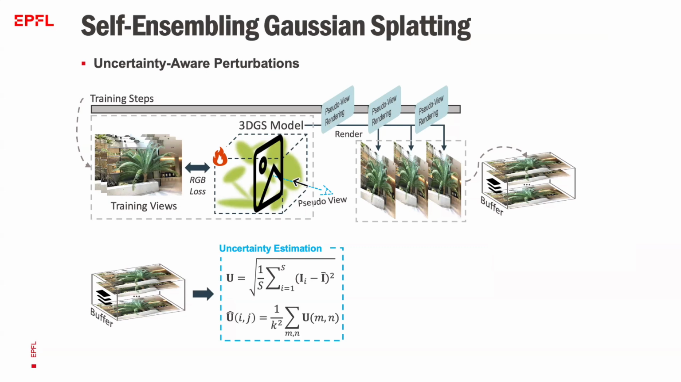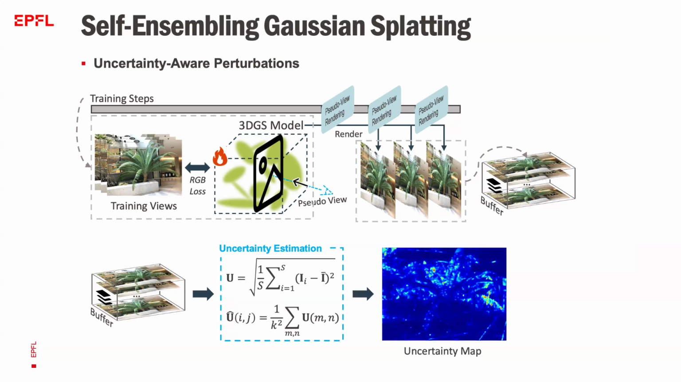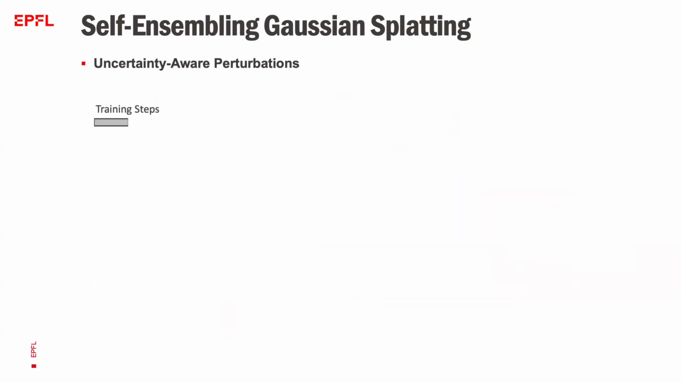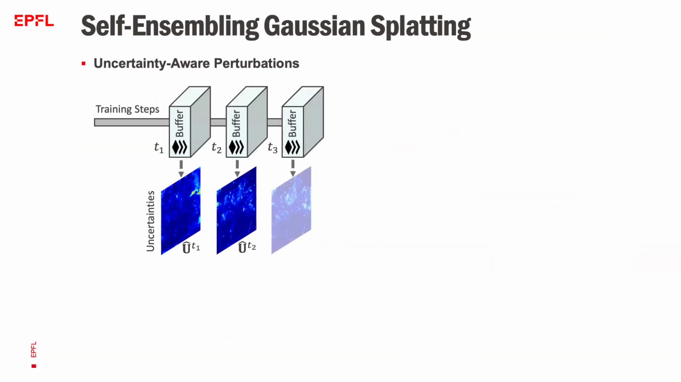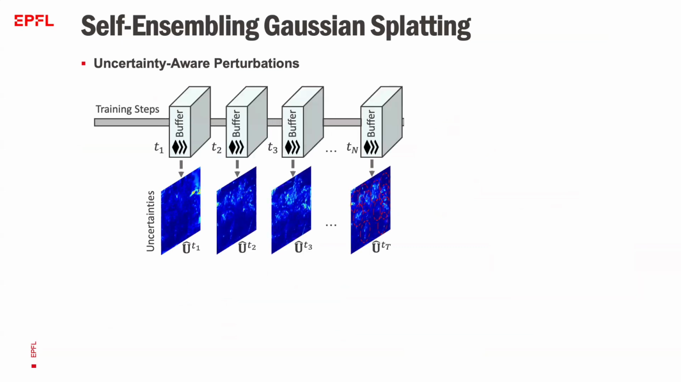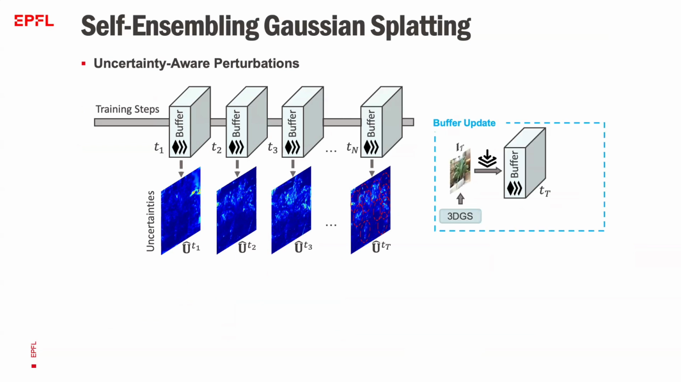We then introduce a local smoothing process by averaging the uncertainty scores within a sliding window to improve the robustness, which generates the uncertainty map for this image buffer. We mark the pixels with high uncertainty scores as uncertain ones, since their RGB values fluctuate significantly across training steps. We dynamically update the image buffers and the corresponding uncertainty maps throughout training. During each update, we add the latest pseudo-view rendering to the buffer and remove the oldest one.